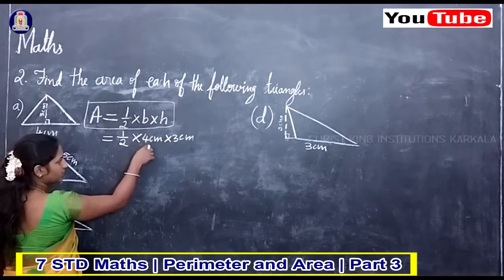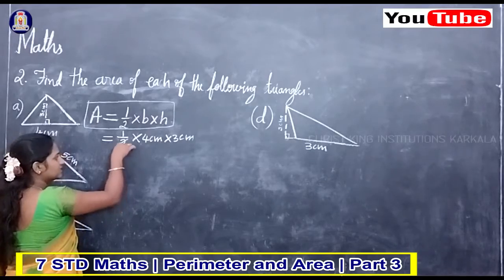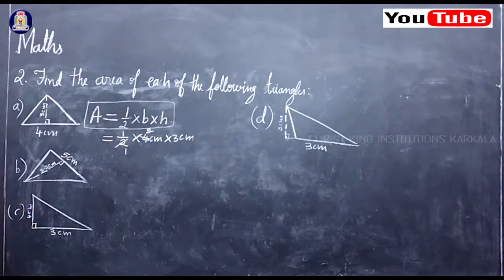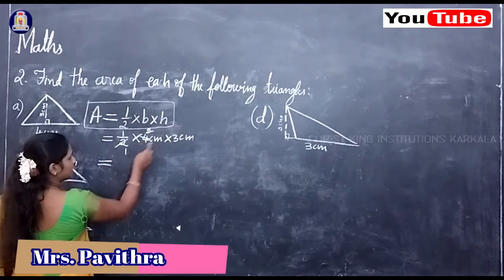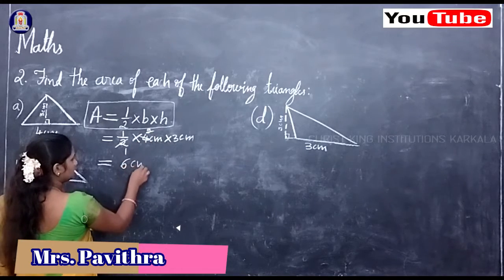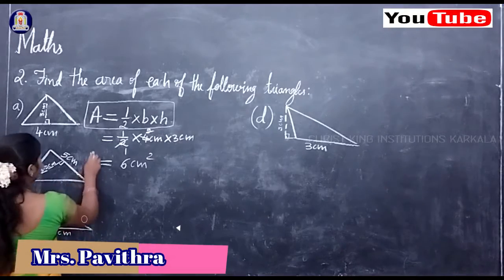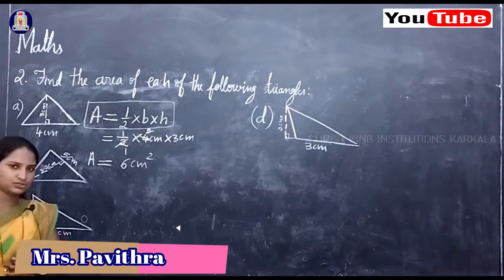2 is in the denominator and 4 is in the numerator, so we can cancel this. 2 ones are 2, 2 twos are 4. What is remaining? 2 centimeter into 3 centimeter. 2 threes are 6, centimeter into centimeter, that is centimeter square. Clear? Therefore the area of the first triangle is 6 centimeter square.